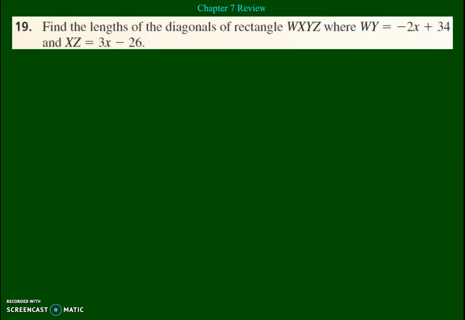In problem 19, it tells us find the lengths of the diagonals of rectangle WXYZ, where WY equals negative 2x plus 34 and XZ equals 3x minus 26. Now, if you're like me, you need to draw pictures. So I'm just going to draw a quick picture here. So we have a rectangle W, X, Y, Z. It says WY, so WY is, oh, that's a diagonal.